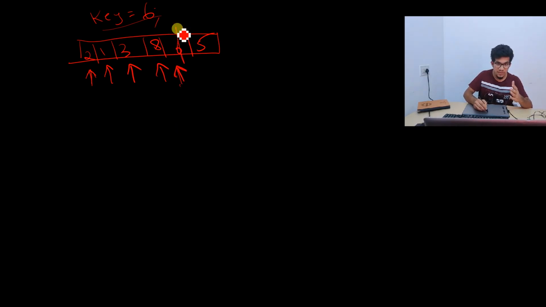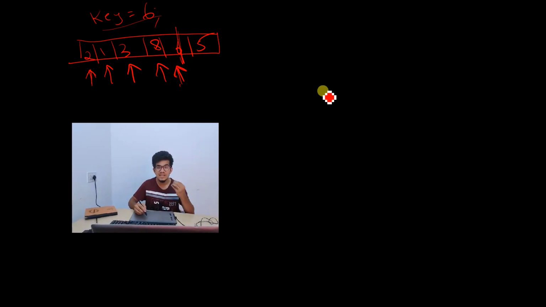So as soon as I find the key, I will tell, hey, 6 is present. So what is the time complexity here? You have to understand. How do you calculate time complexity? There is best case time complexity, there is average case time complexity, and there is worst case time complexity. What is best case time complexity?